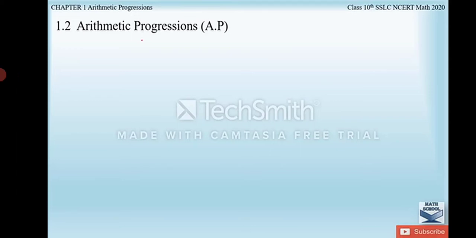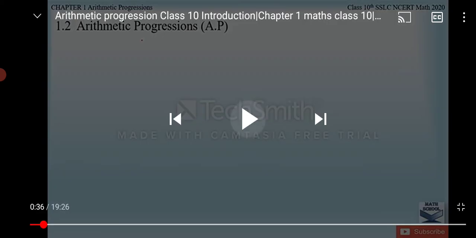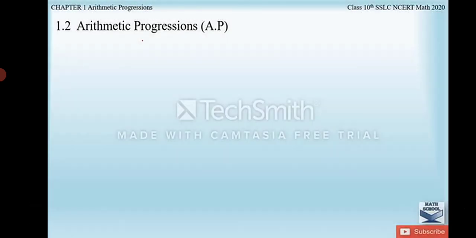From your chapter 1, section 1.1 is the introduction part of your textbook, where there are certain examples. Starting with section 1.2, that is the arithmetic progression. So in this chapter we will discuss the pattern in which the succeeding terms are obtained by adding a fixed number to the preceding terms.